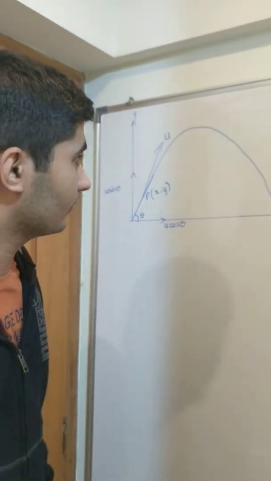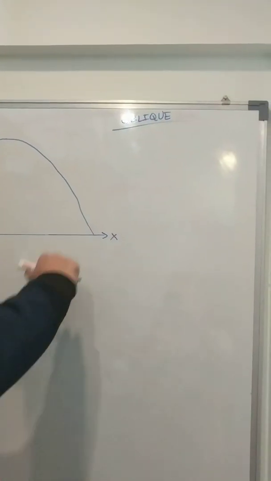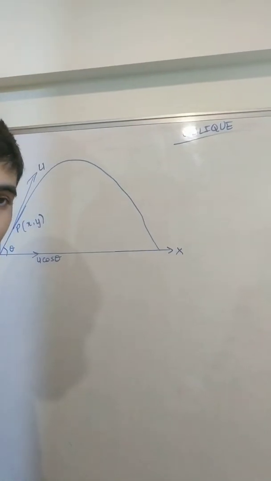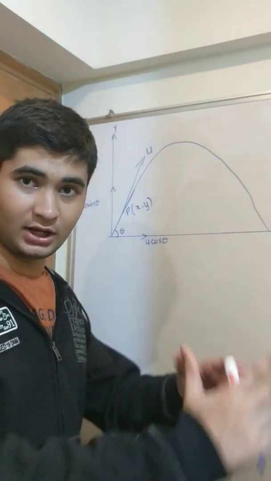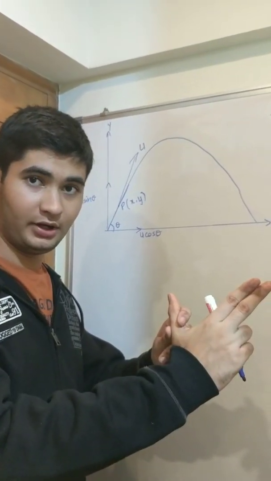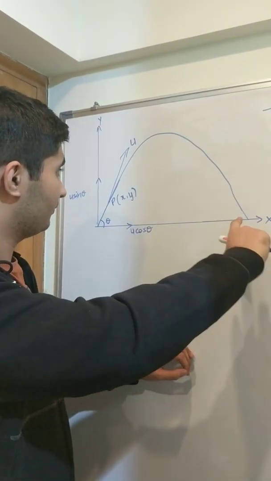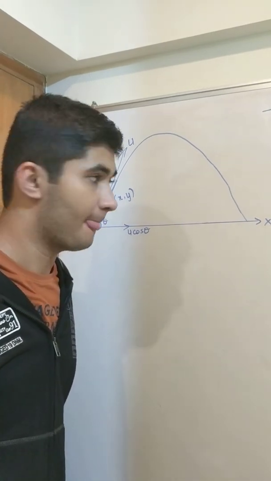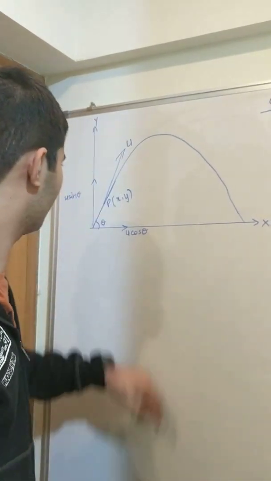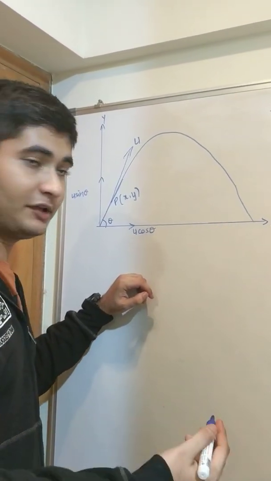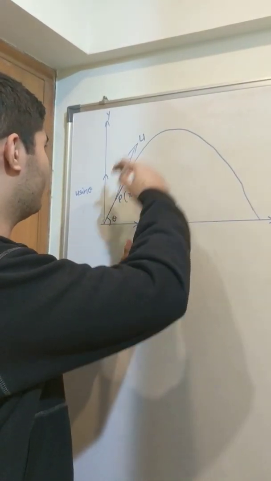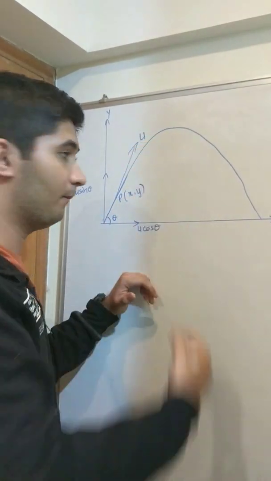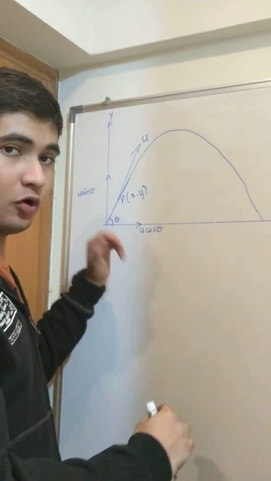Hi guys, today we're going to discuss projectile motion, and as you can see we're discussing an oblique projectile. So imagine a man holding a gun fires a bullet, and the bullet traces this inverted parabola. Let's assume the velocity of the bullet to be u, and I'm going to break it into its components.